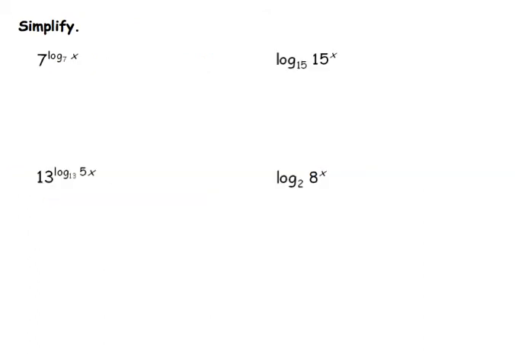To show some examples of that, when I have 7 to the log base 7 of x, these two basically undo each other, leaving us with an answer of x. Same thing with this next one. Since these two bases are the same, they will undo each other, leaving us with just the exponent, which is x. Same thing with this one. The 13 and the log base 13 undo each other, and we're left with 5x.